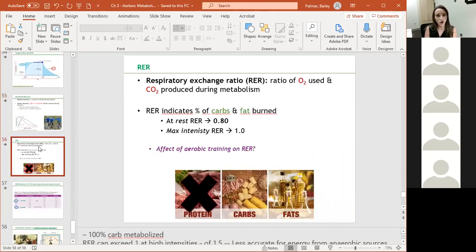Next is getting into RER. So with RER, we are talking about the respiratory exchange ratio. So this is the percentage of carbs and fats used for fuel during exercise, and it just puts it into that ratio. We know that protein is not used in the RER calculation because we don't ever really want to use protein, and even if we are using it, the percentage is very low.